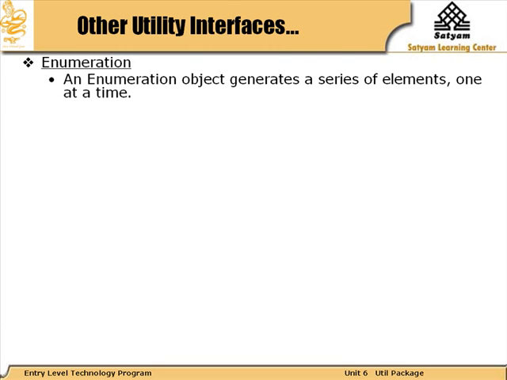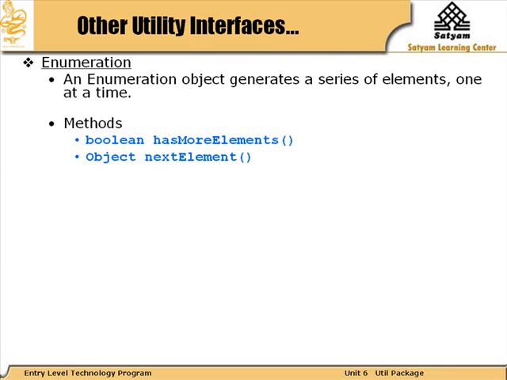Enumeration. Having created a collection, you would like to traverse it. An enumeration object generates a series of elements one at a time. Methods of an enumeration object. hasMoreElements returns true, indicating that more elements are available in the series, or else it returns false. nextElement: successive calls to nextElement return successive elements of the series.